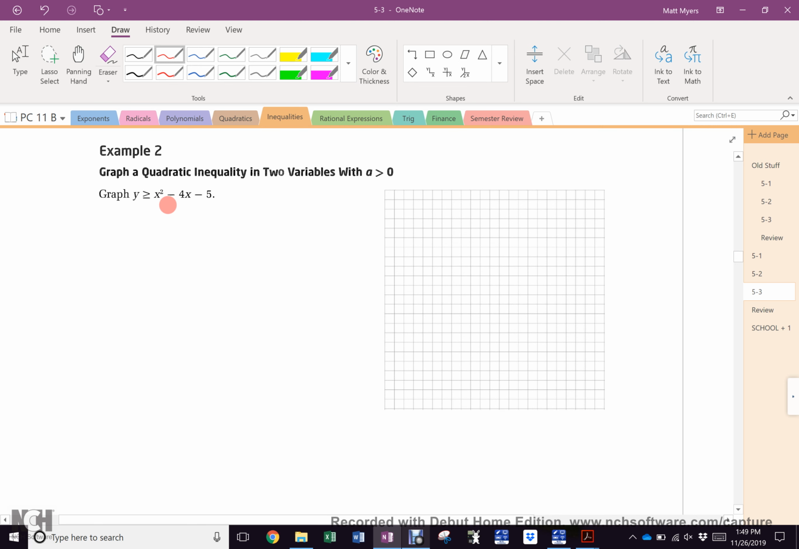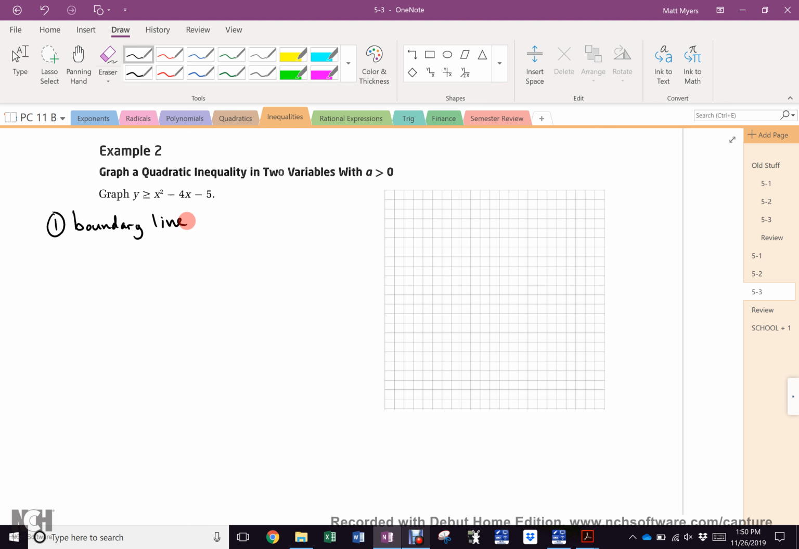Okay, let's do a happy one now. So, step one is the same. What is step one always? Boundary line. But now we have some options, don't we? What are our options for graphing the boundary line? I can think of four. One is a table of values. Are we going to do that? No. So what else can we do?